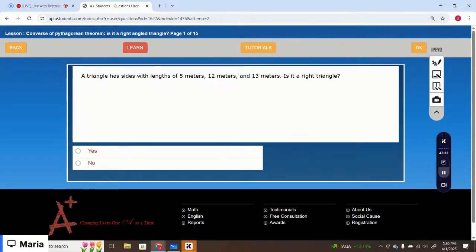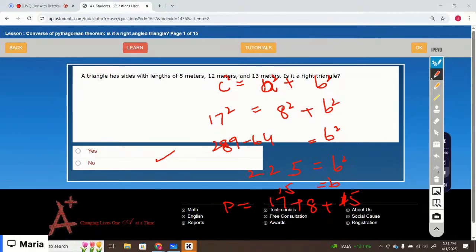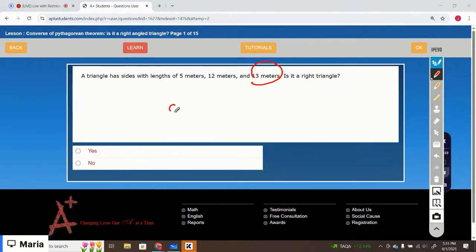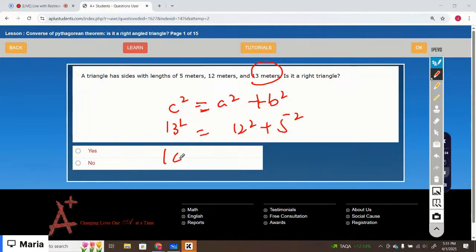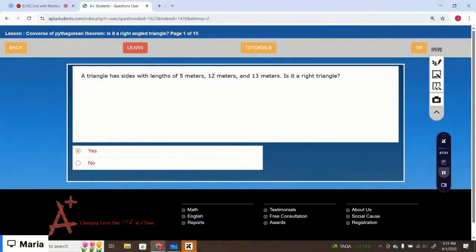A triangle has sides 5 meters, 12 meters, and 13 meters. Is it a right triangle? So how do we see if it is a right triangle? The longest side is always the c, like the hypotenuse is always the longest side. So c square equals a square plus b square. 13 square equals 12 square plus 5 square. 169 equals 144 plus 25, which is 169. So see, both sides are exactly equal. So that means yes, that is a right triangle. Option number one is the correct option.